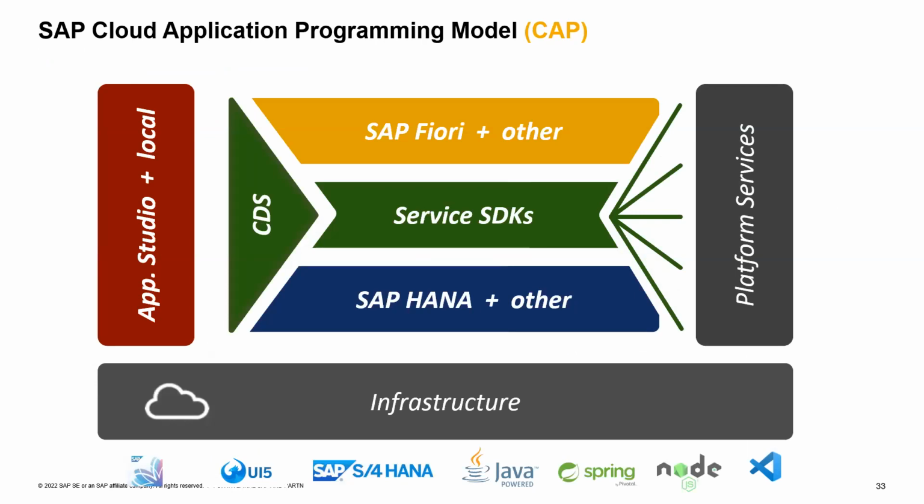Now, SAP Cloud Application Programming Model complements the cloud native technologies with these components. So first is the CDS. CDS is also known as Core Data Services, and it is the data modeling infrastructure, also known as the backbone of the programming model that provides means to capture service definitions and data models. Then we have service SDKs. SAP Cloud Application Programming Model has libraries available for both Java and Node.js, which you can use to provide and consume services through synchronous and asynchronous APIs.